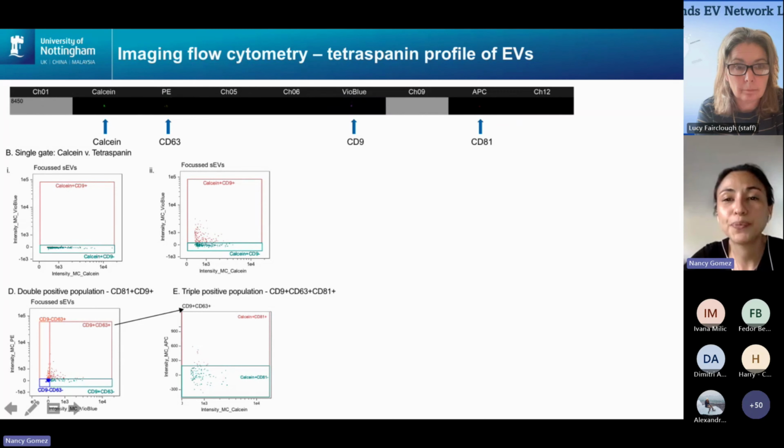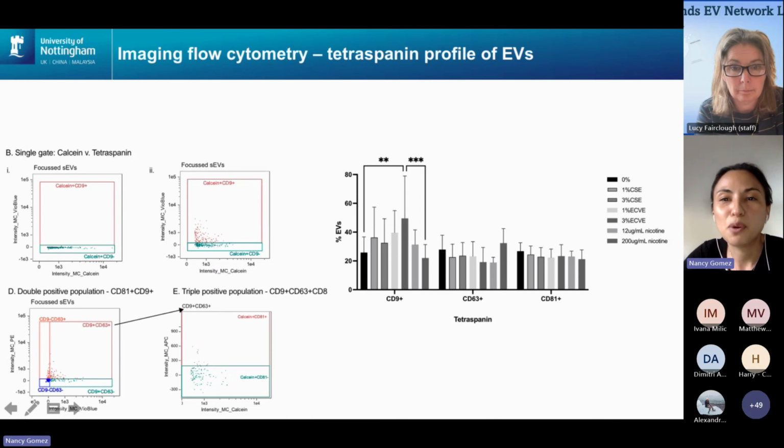So when looking at the different conditions, we did find some significant differences in the tetraspanin expression of the EVs, particularly for CD9, and that would have been for 3% e-cigarette vape extract compared to the control, and as well compared to the 200 microgram per mil of nicotine. This was regardless of whether they're expressing 1, 2, or 3 tetraspanins, just the CD9 expression.